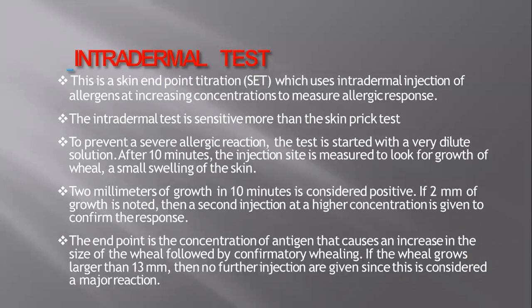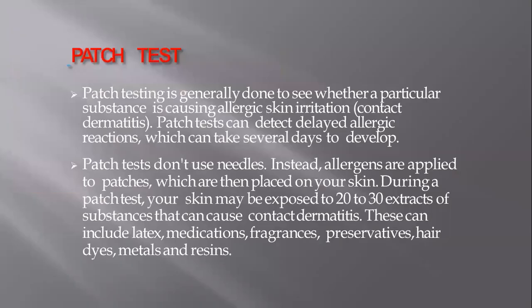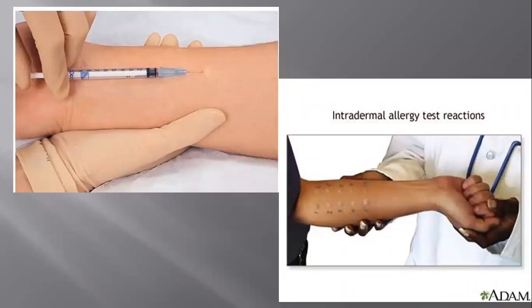since this is considered a major reaction. Clear? So you can see here we are using an insulin syringe, where with that insulin syringe it is easy for us to administer unit-wise, very small amounts like 0.1 ml, 0.2 ml, 0.3 ml. Easily we can administer with this one. For example, a penicillin allergic reaction test will be done intradermally.